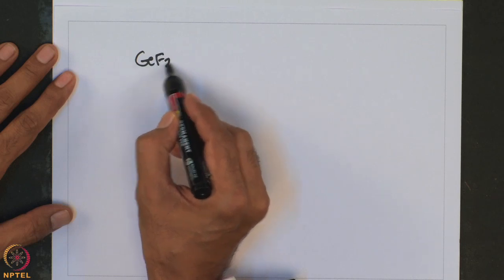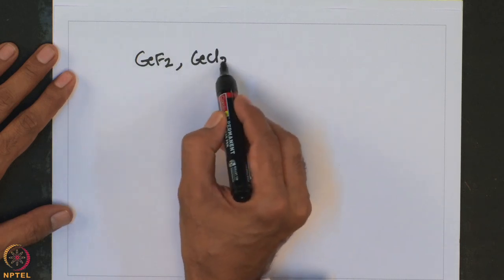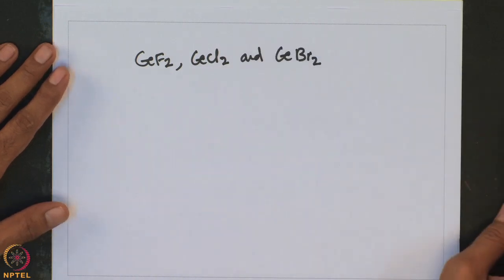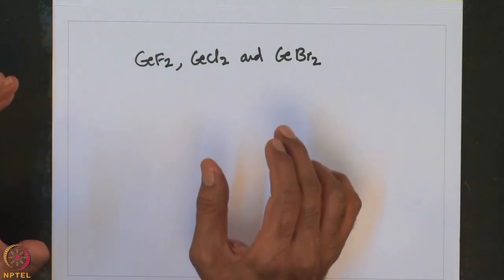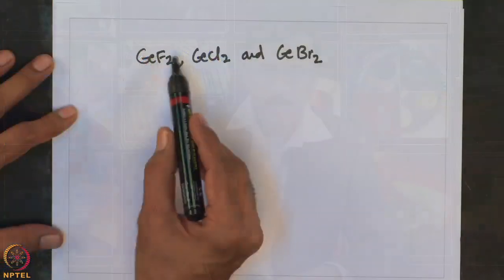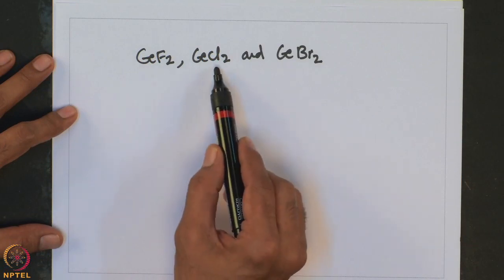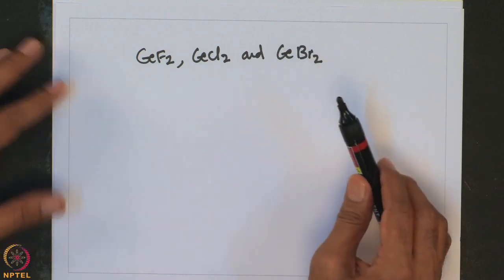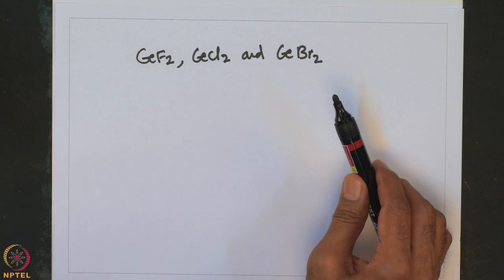And of course, germanium forms stable dihalides as well, germanium difluoride like GeF2 or GeCl2 and also GeBr2. So, these are prepared when germanium tetrahalide is heated. Essentially, they can be produced when germanium is heated with germanium tetrahalides.